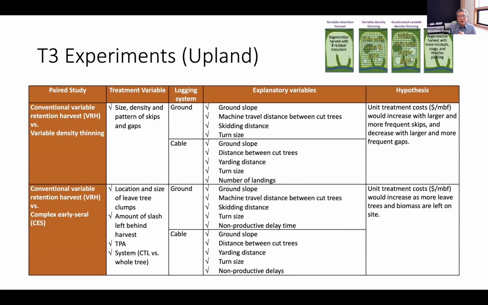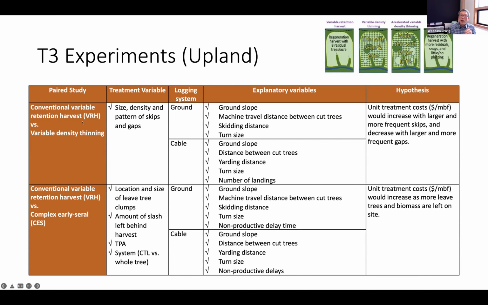And this is a summary of what we can do, even though we don't really know what kind of equipment we're going to use and exactly where it's going to happen and so on. But if we want to compare this conventional treatment with variable density thinning operations, for example, then probably we can look at the size, density and pattern of skips and gaps. So how those skips and gaps, in terms of size, location and pattern, affect the productivity of individual machines or the system, as well as the cost of timber production.